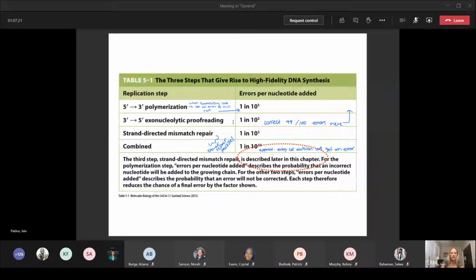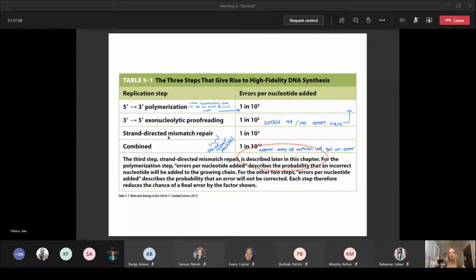Okay, this slide, I don't really remember there being a question on our exam on this slide. The main takeaway for this slide is just that we're always going to have errors when we replicate our DNA. So when we start to synthesize our DNA, we'll have 1 in 10 to the 5. When we do our proofreading, you know, we correct 99% of the errors. We still have 1 in 10 to the 2.